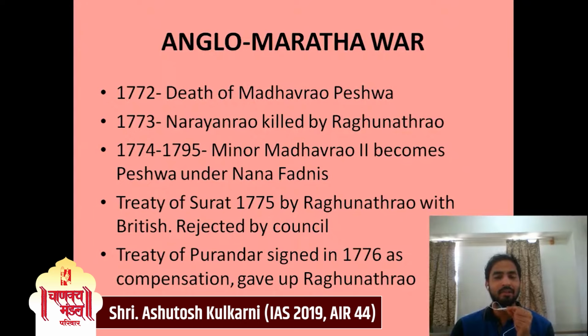So from 1774 to 1795, you had the time of Nana Fadnis skillfully doing all the diplomacy and keeping the British off their tracks. But I told you, problems always existed. Raghunath Rao was told to go out of the Peshwa kingdom. Raghunath Rao allied with the British with the hope that if the British could exert some pressure on the Marathas, Raghunath Rao could be made a Peshwa. So Raghunath Rao now allies with the British, and he tries to force the British to somehow attack the Marathas.